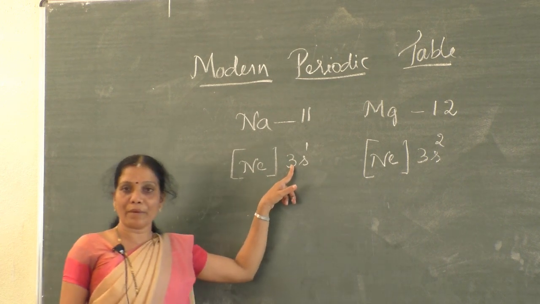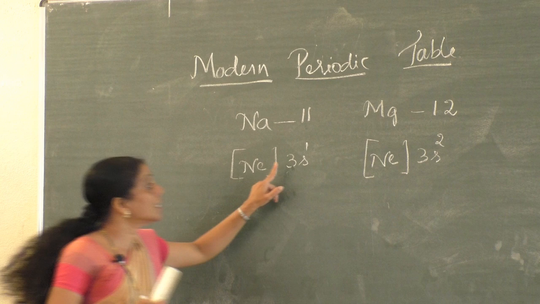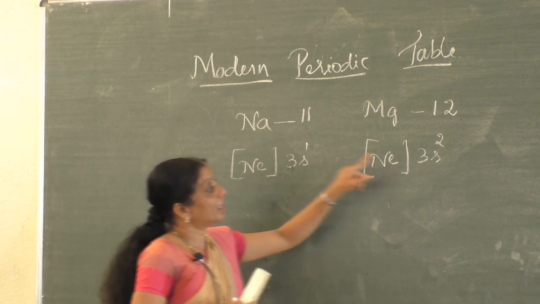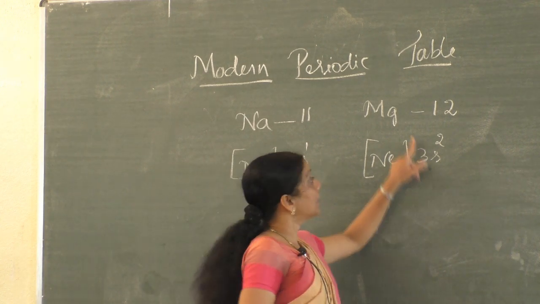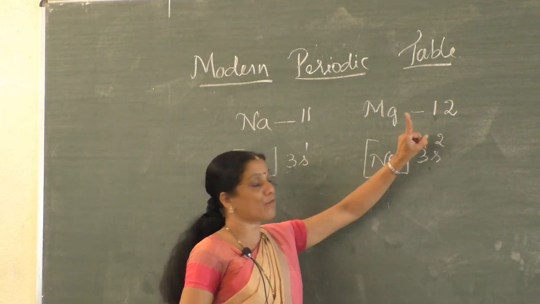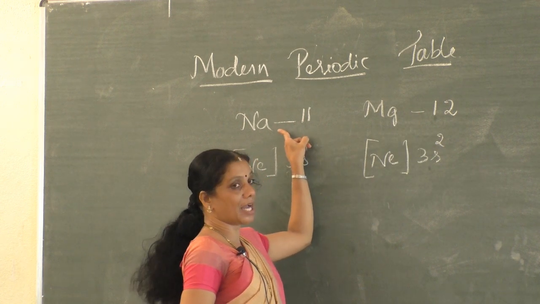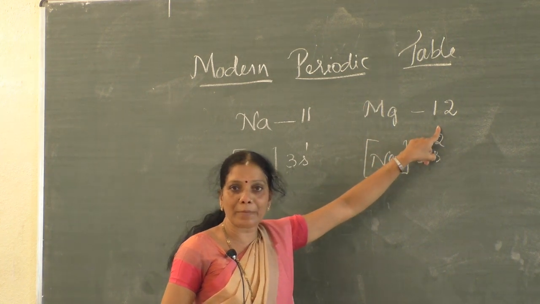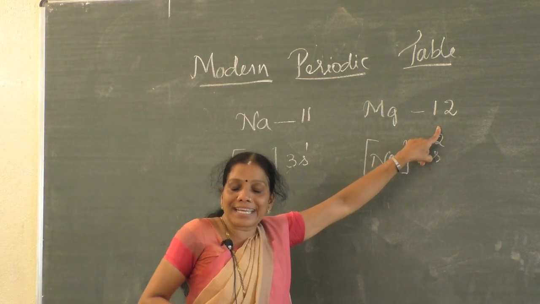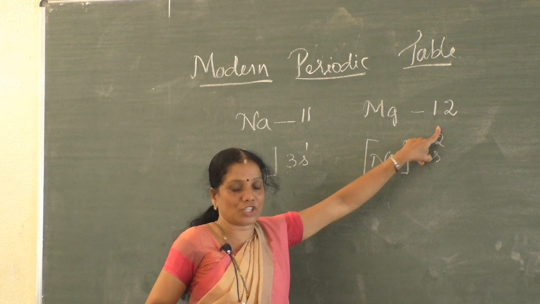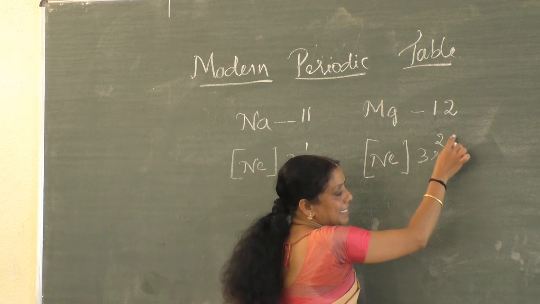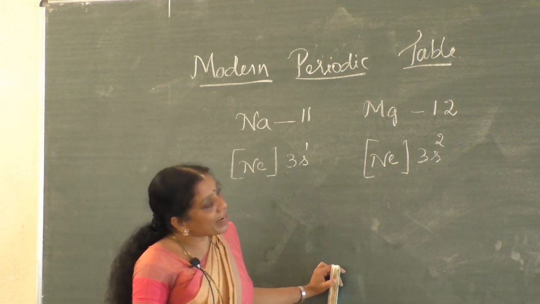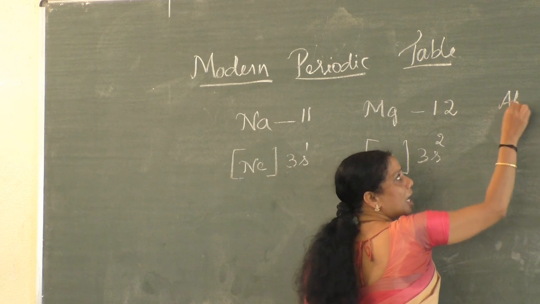See here, the valence electron enters into the third main energy level, that is the s orbital of the third main energy level. Here also, even though the number of electrons increases by 1 unit compared with sodium, there is 1 extra electron in the case of magnesium with the atomic number 12. Even though it contains 1 extra electron, the electron enters into the s orbital of the third main energy level only. Now if I consider aluminium, listen here, aluminium.